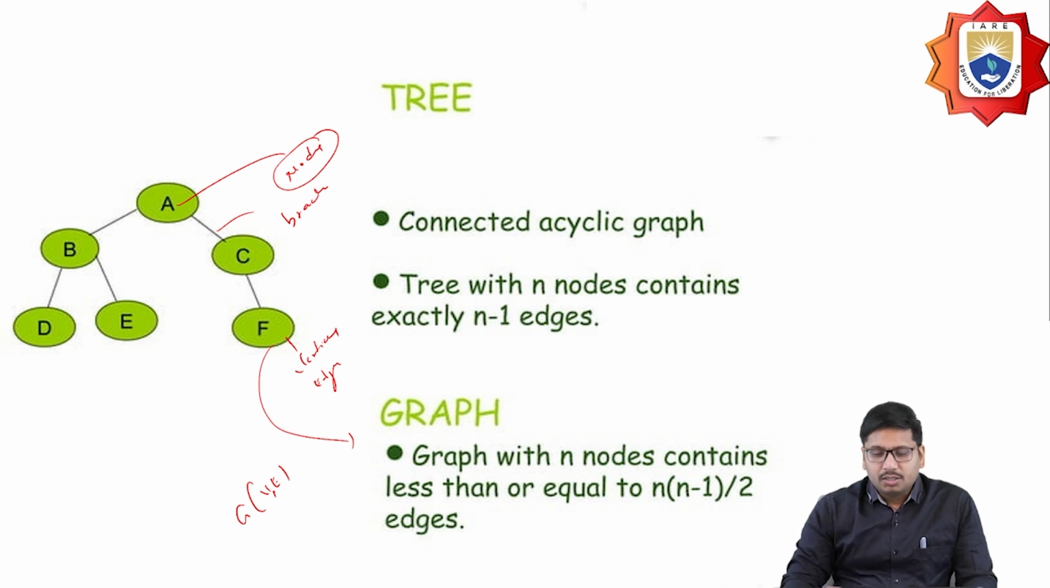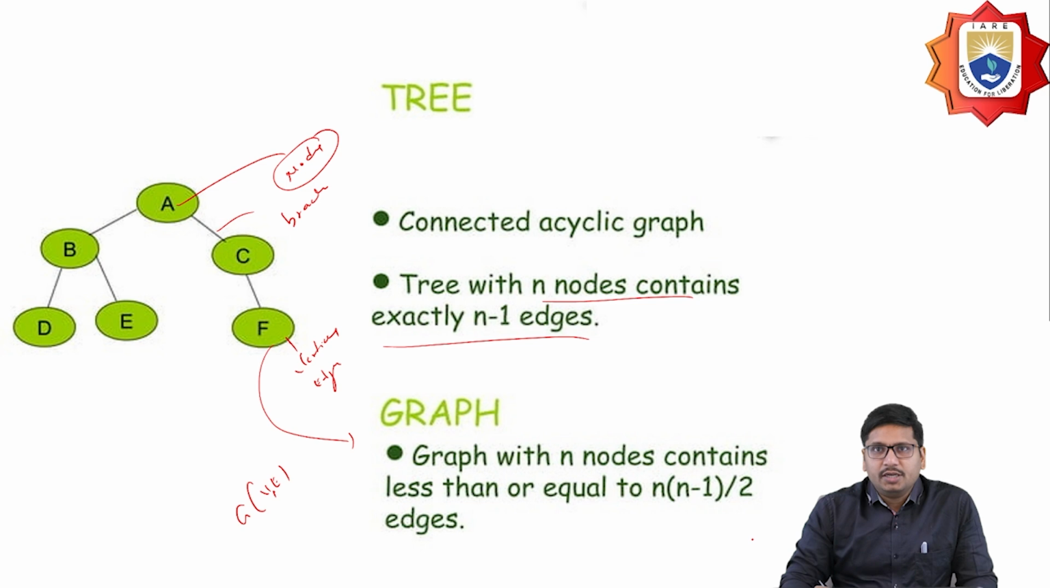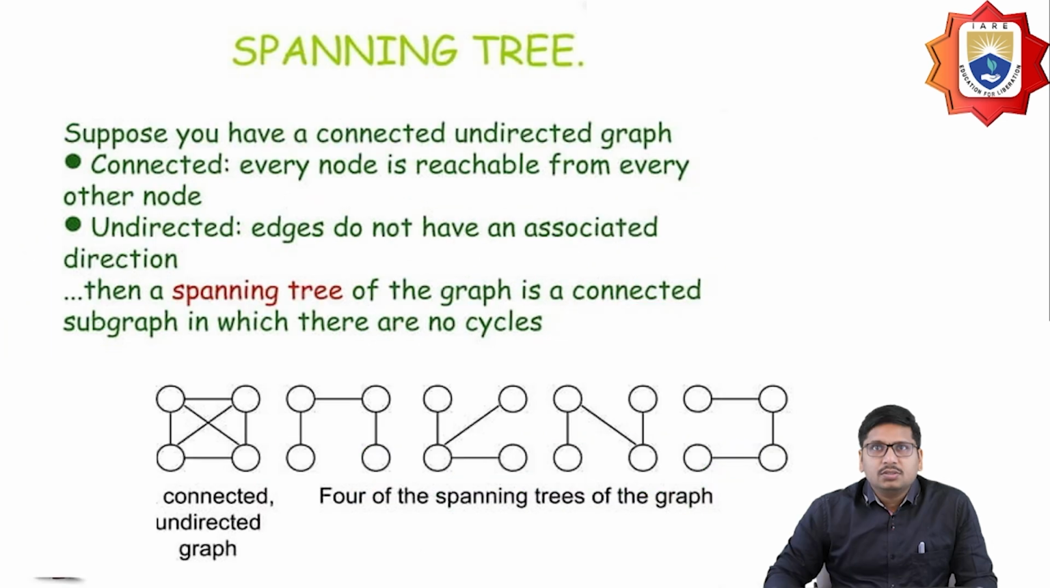Normally a connected acyclic graph is a tree, and a tree with n nodes contains exactly n minus 1 edges, whereas a graph with n nodes contains less than or equal to n into n edges. Suppose we have a connected undirected graph. Connected means every node is reachable from every other node, and undirected graph means the edges are not associated with a direction.